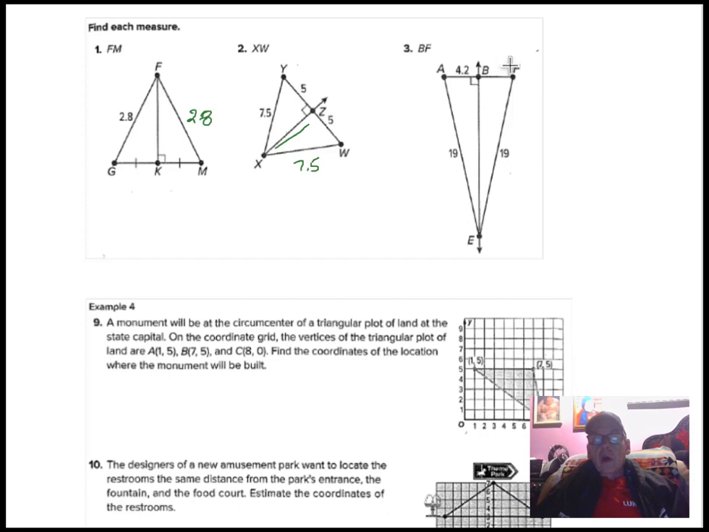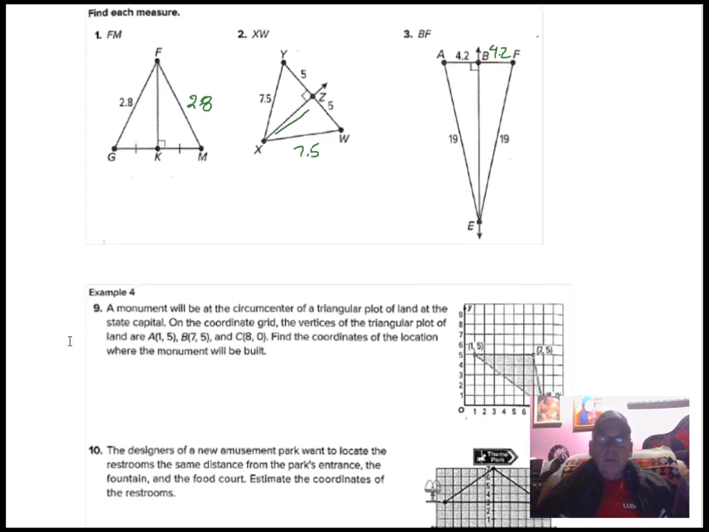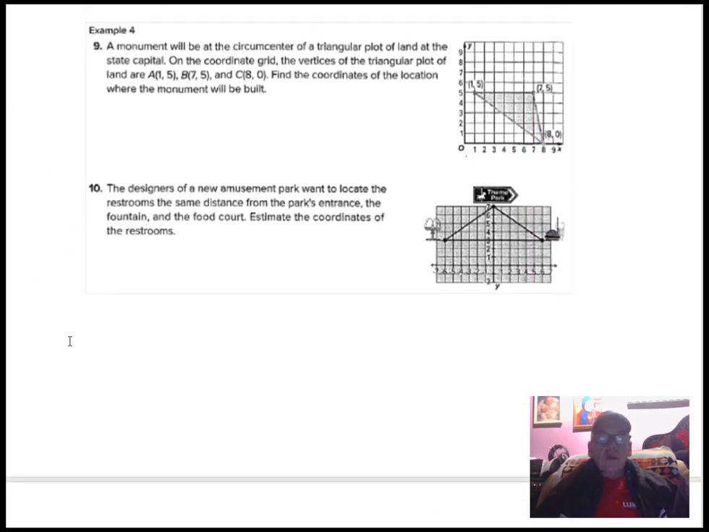And here, BE might be a perpendicular bisector. Point E is the same distance from A as it is from F. It is on this ray. Therefore, that makes BE a perpendicular bisector. And BF must also be 4.2. Let's look at this one.